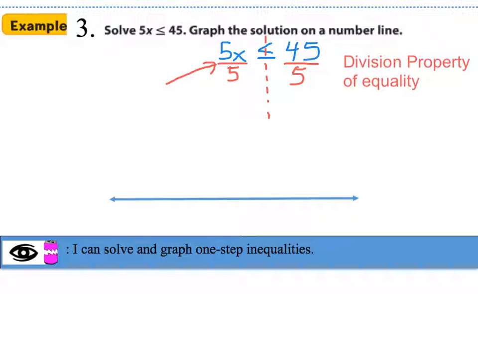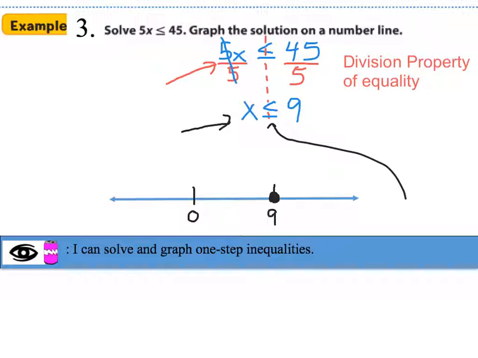So now that we've done that, 5 divided by 5 crosses out, and our variable of x is left by itself. Let's drop down the less than or equal to symbol, and 45 divided by 5 is equal to 9. So let's go ahead and graph this inequality. Notice the variable comes first, which means this inequality is written correctly. I'm going to place 0 on the number line, and positive 9 will be on the right-hand side of 0. Let's use a solid circle because there's a line underneath the inequality that says equal to, and I'm going to shade every direction to the left.